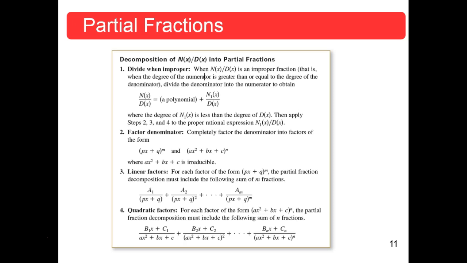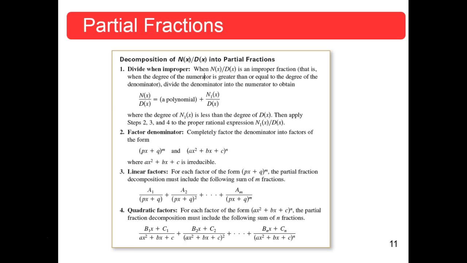And here the degree of n1 of x is less than the degree of d of x. Got it, if you did the division right. Then we go down and do these. Okay. So if that numerator is greater or equal degree to the denominator, first divide. When you divide, you'll get a polynomial, and then you'll get a remainder term in which the numerator is lower degree than the denominator. Okay. Then you take that and come down.